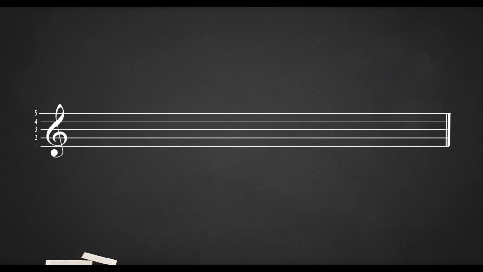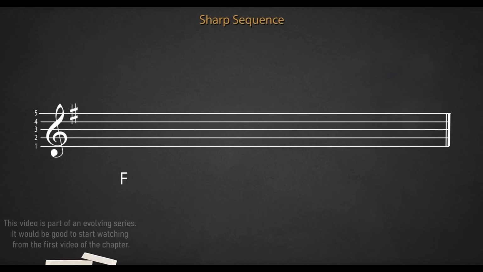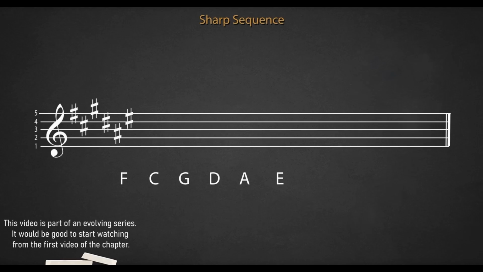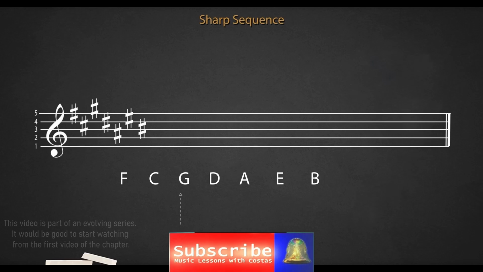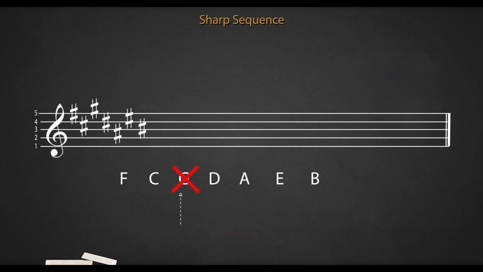One of the few things we have to memorize in music is this sequence of notes: F, C, G, D, A, E, B. This is the sequence of sharps. This means that if we have a scale with one or more sharps, these sharps follow exactly this order. It is not possible for a scale to have only the third sharp of the series. And if it has one sharp, this will be the first of the series.